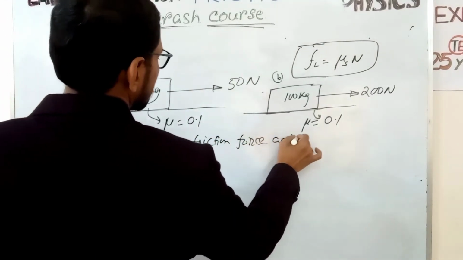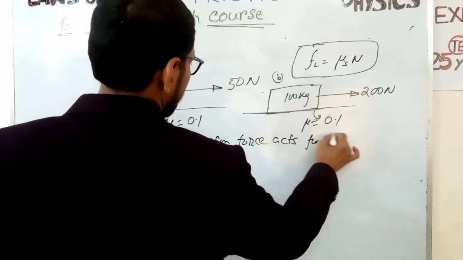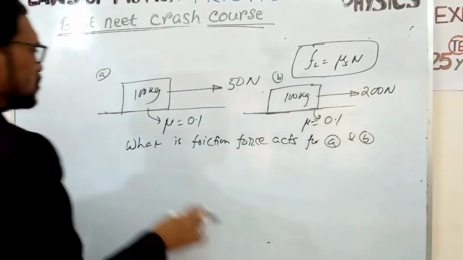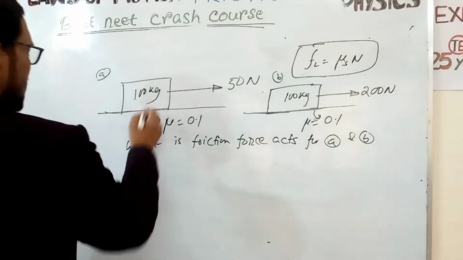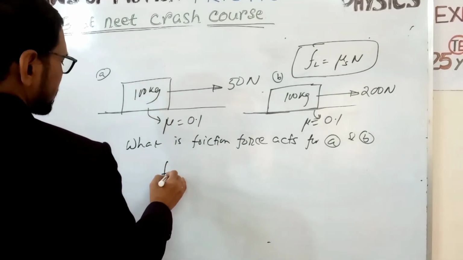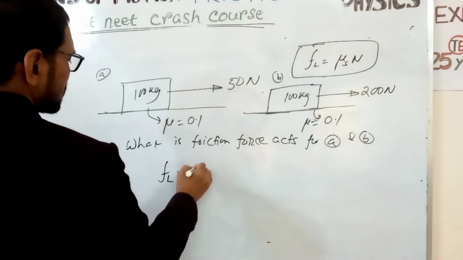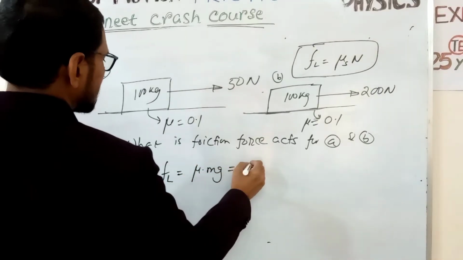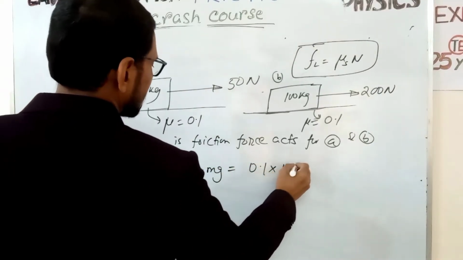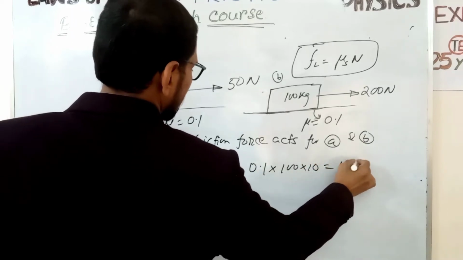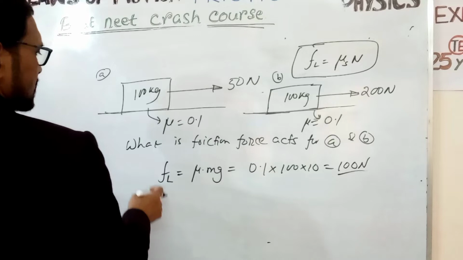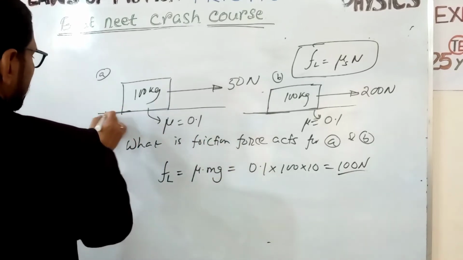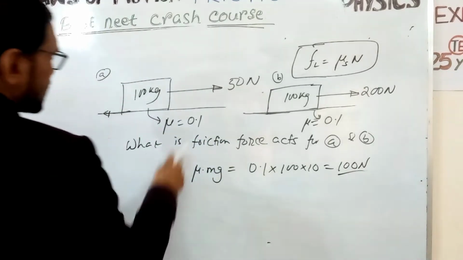Friction force acts for A and B. In the two cases, what is the friction force? First we calculate the maximum friction force, the limiting friction, which is equal to mu into mg, that is 100 Newton. This is the maximum force that can oppose the motion of the body.